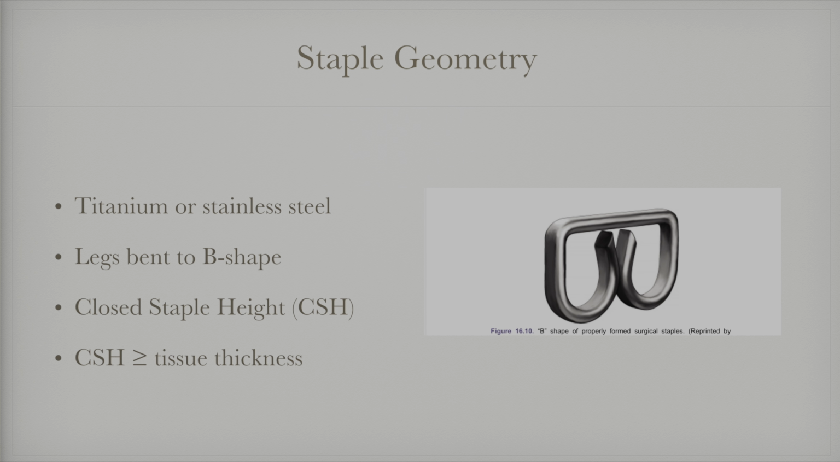The staple geometry: it is made of titanium or stainless steel. The legs are bent to a B shape. Closed staple height should be more than or equal to the tissue thickness, as too small will cause loosening of the staple, and too large will be insufficient to cause anastomosis.